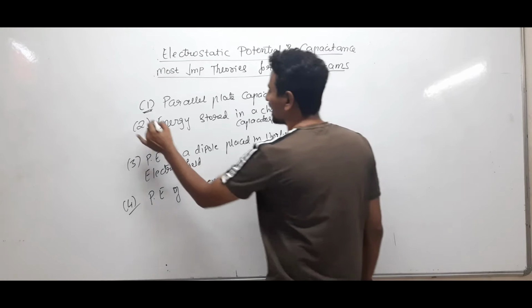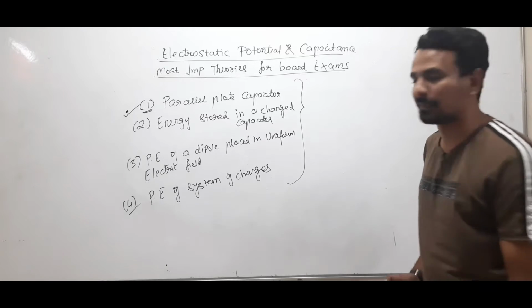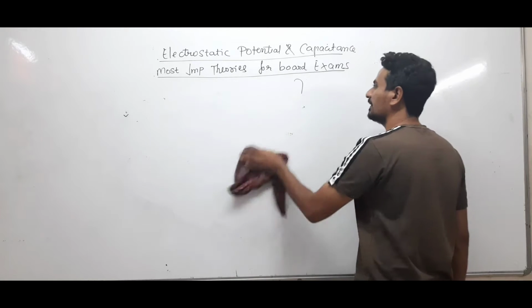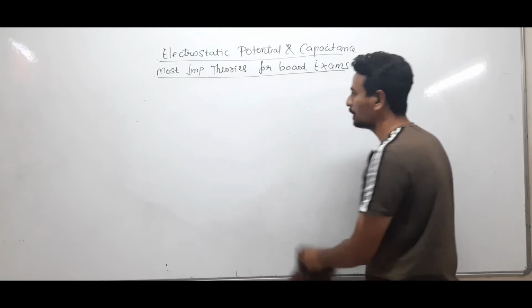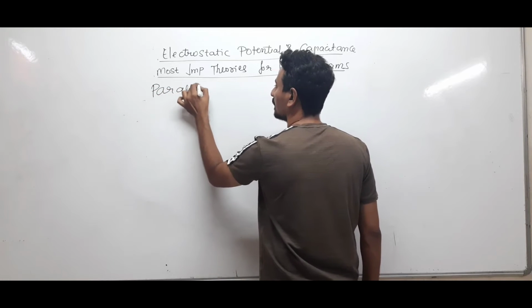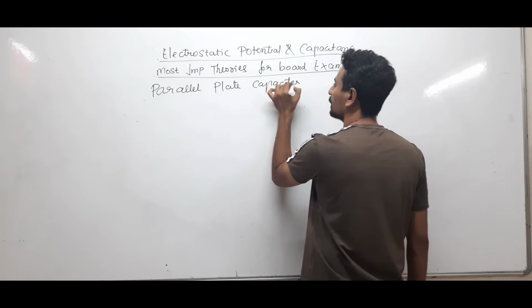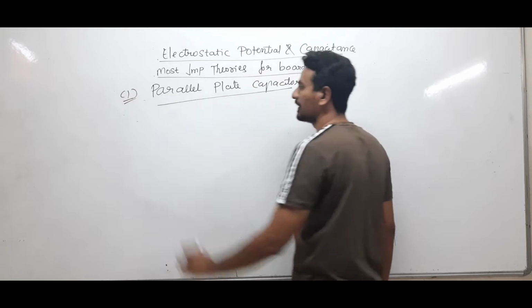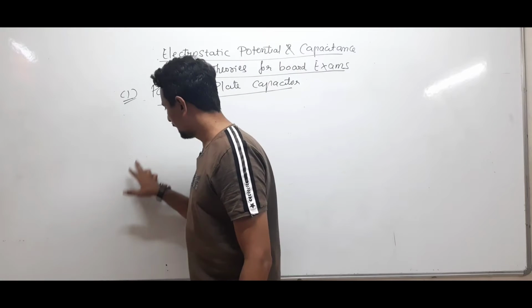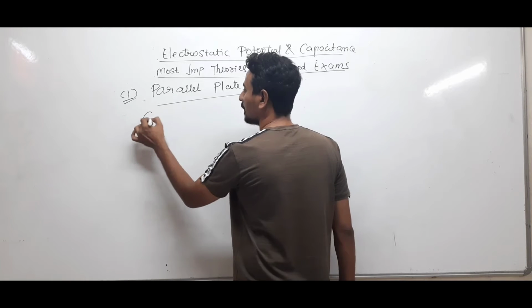Let us start with parallel plate capacitor, and how to derive the formula for parallel plate capacitor. Capacitor, or it is also known as condenser. What is a parallel plate capacitor? First answer: a capacitor is a device which is used to store energy between the plates in the form of electric field. So you must have studied the basic formula of capacitance.